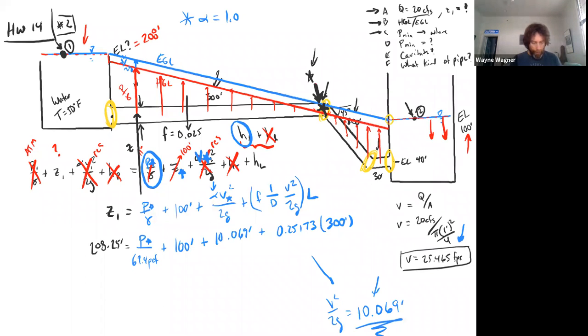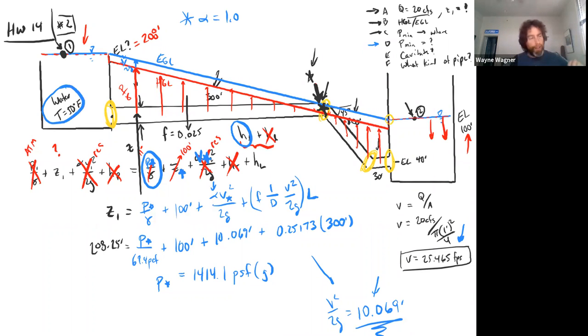10.069 plus 100 equals that number minus 208.25 times 62.4. Okay, so P star equals 1414.1, and the units of that are pounds per square foot. The key to this is remember that this is gauge, because the next question is they're going to ask, does it cavitate? And that's why they tell you the temperature of the water right here.